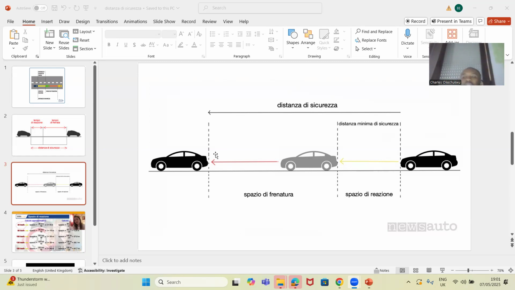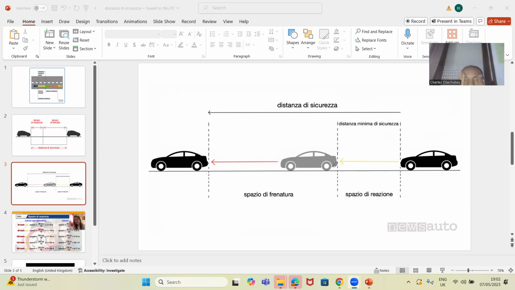Look at this picture we are seeing now. This is where we are, and this is the vehicle in our front. Is it clear now? So we are giving the vehicle in our front a good safety distance. Are you following me, guys? Yeah. Now, that is distanza di sicurezza.